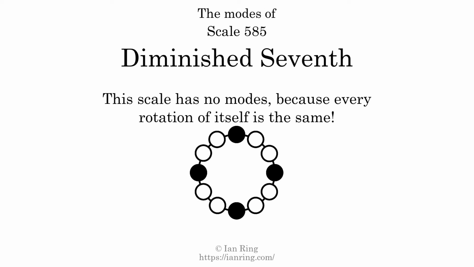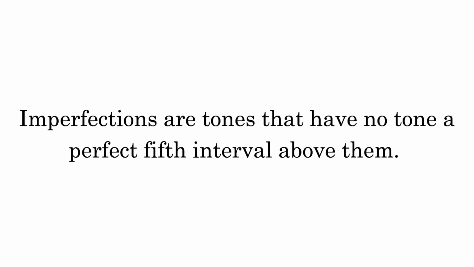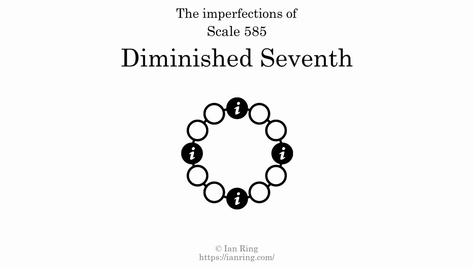Scale 585 has no modes, because every rotation of itself is the same. Imperfections are tones that have no tone a perfect fifth interval above them. This scale has 4 imperfections. They are at positions here, here, here, and here.